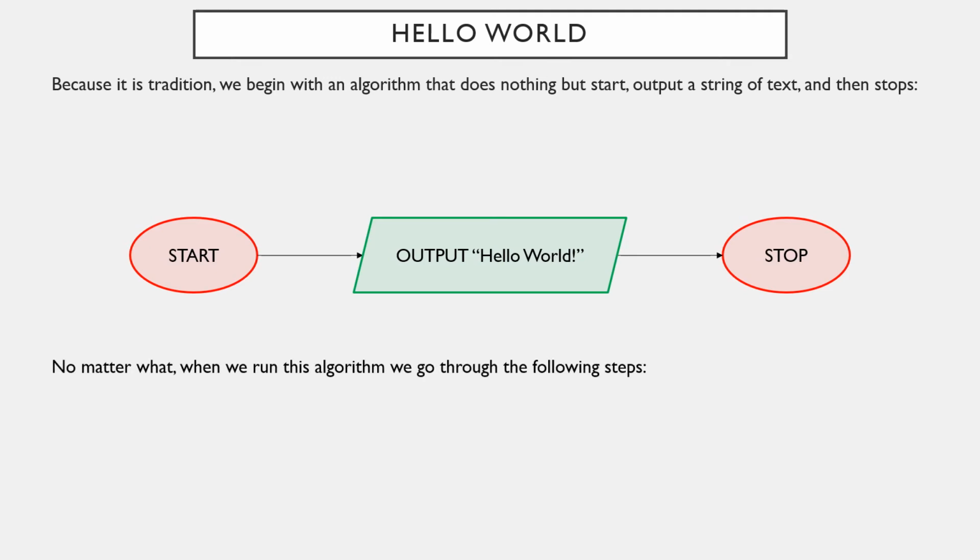No matter what, when you run this algorithm, what do you do? Well, the first thing you do is find the start node. There's only one, because there has to be one, but only one. So find it and start there. It has one arrow leaving it. Follow it to this node.